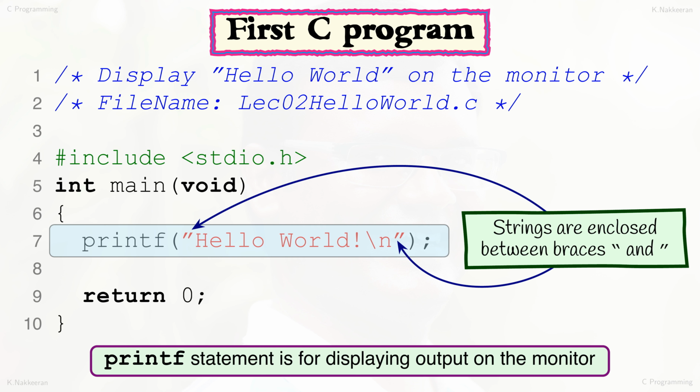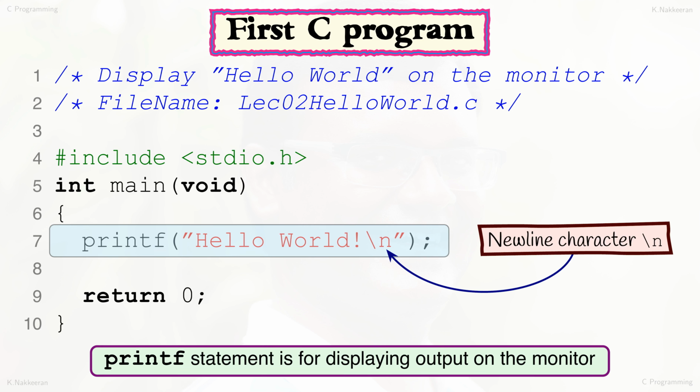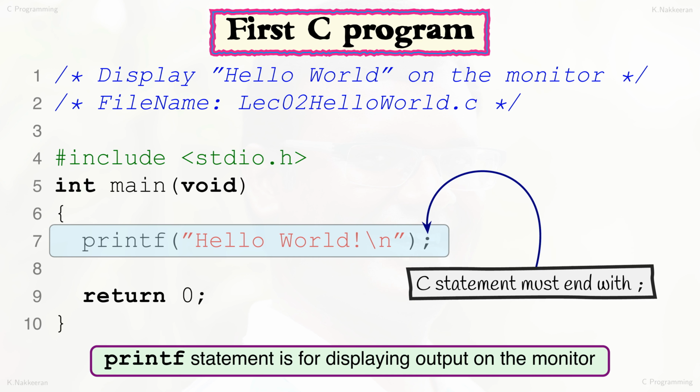Note that at the end of the string hello world, \n is used. \n is the new line character that facilitates the control prompt to move to the new line after displaying the string hello world. C statements end with a semicolon. If we miss out writing the semicolon at the end of line 7, it will be notified as a syntax error during compiling and the executable file will not be generated.